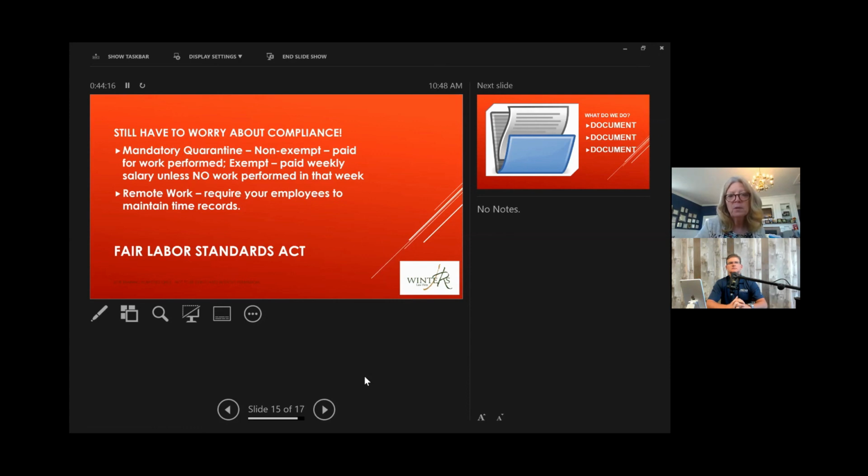We're all scrambling to worry about FMLA and ADA and all of that. The Fair Labor Standards Act is still in place. Nobody suspended it. It's still there. So make sure your employees are getting paid properly.